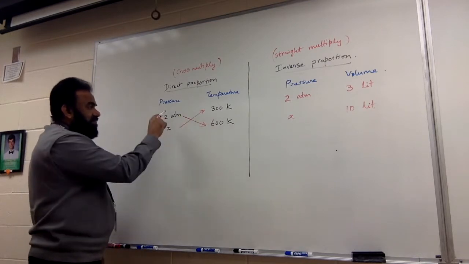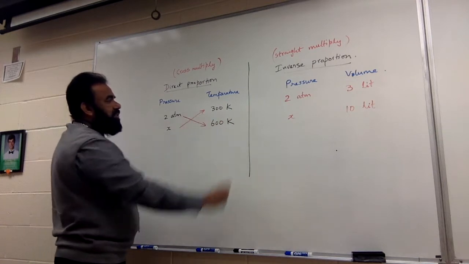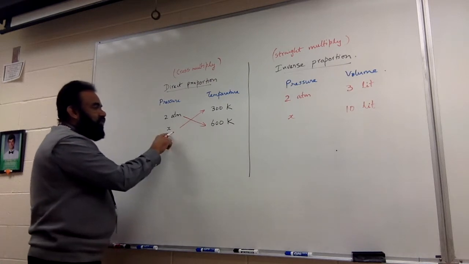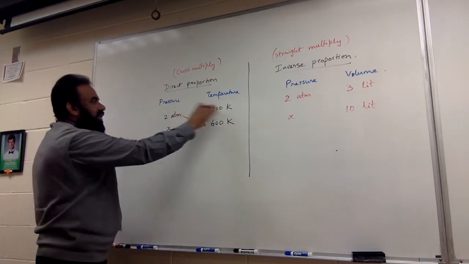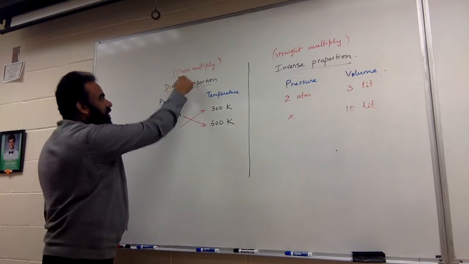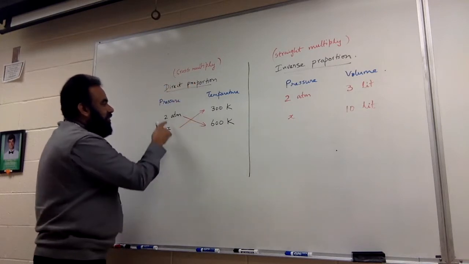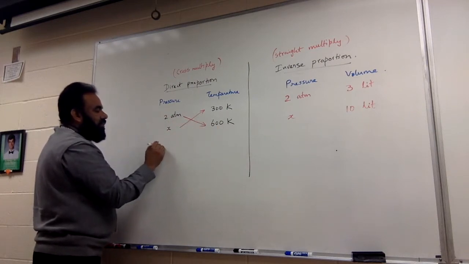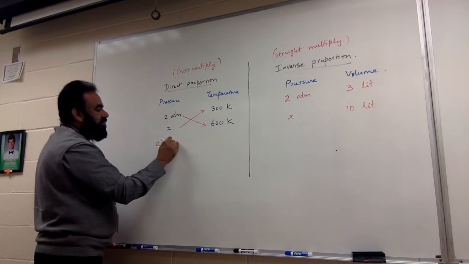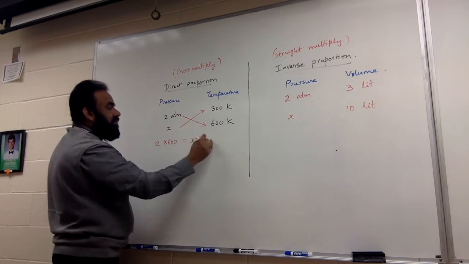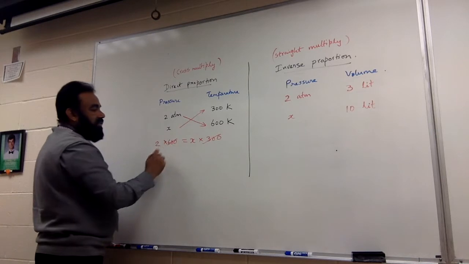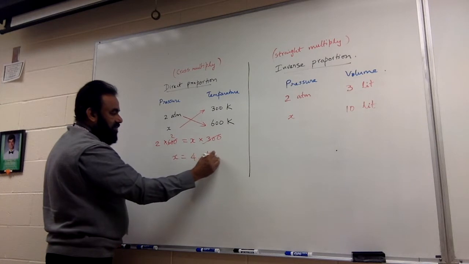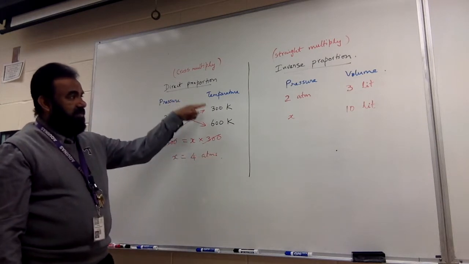So the problem is this. At 2 atmosphere pressure, the temperature is 300 Kelvin, or vice versa. And at 600 Kelvin, what should be the pressure? So this is a direct proportion. And so we do cross multiply like this. And then all you do is just start from the left-hand top corner and then go following the arrows. So 2 times 600 is equal to x times 300. So you can see that x turns out 4 atmospheres. This is called direct proportion.